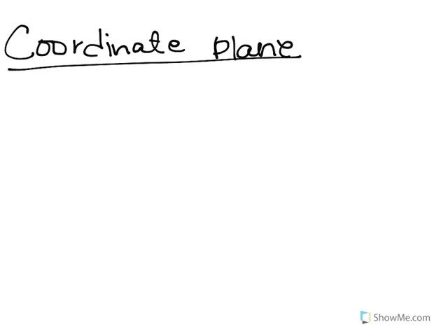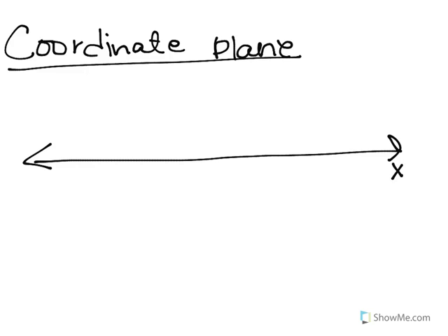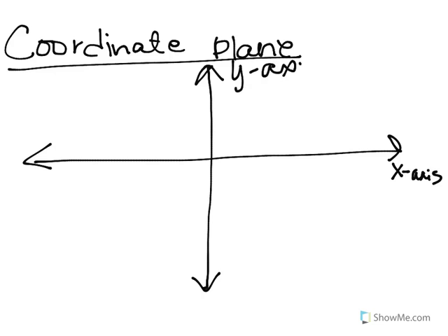In this lesson, I'm going to teach you about the coordinate plane. It's very simple and straightforward. A coordinate plane is made up of two number lines. You have a horizontal number line, which we call an axis, and that is going to be the x-axis. Then we have another number line, which is called your y-axis. So you have an x and a y, and these are number lines.